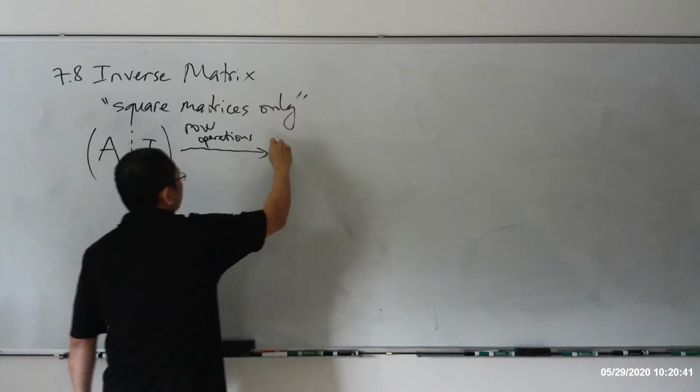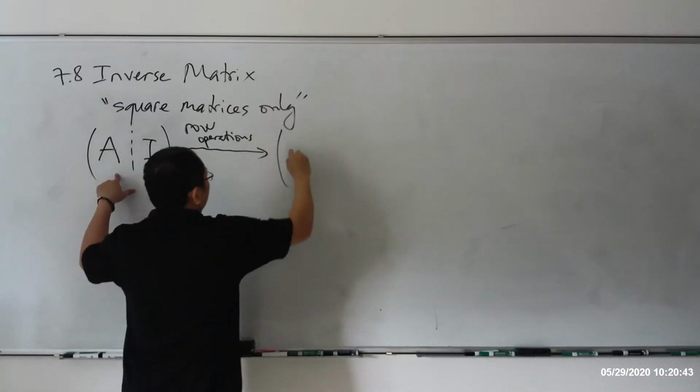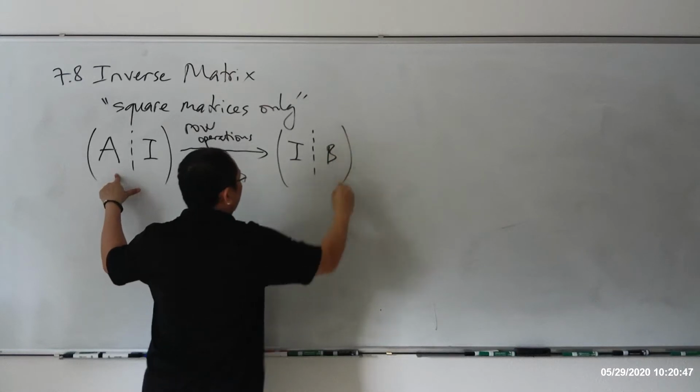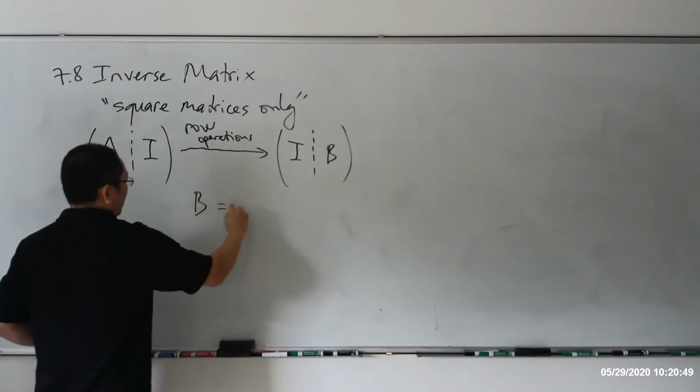And you're going to change the first part into the identity. And the second half is going to be the matrix B. And guess what? B will be the inverse of A.